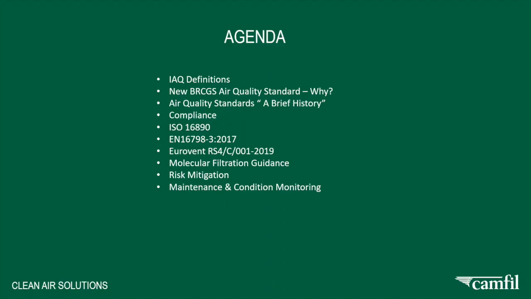The agenda that we're going to look at today is indoor air quality definitions, the new BRC Global Standard for air quality and why we have this. We're going to look at air quality standards, a brief history. We'll speak about compliance. We'll also discuss ISO 16890, EN 16798, Eurovent RS4C 001-2019. We'll touch on molecular filtration guidance. We'll speak about risk mitigation and maintenance and condition monitoring.